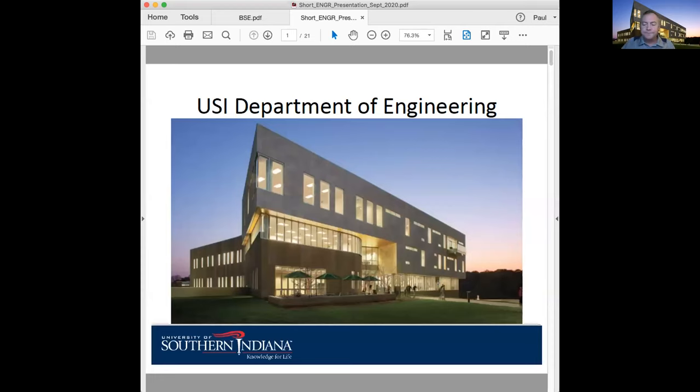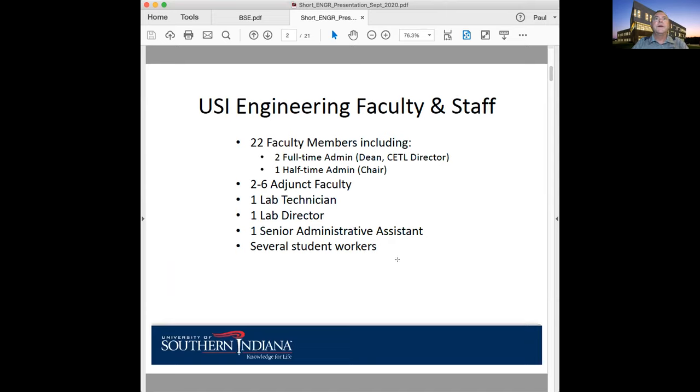So I'm going to go ahead and share my screen with you so that you can see some of these slides. The picture that you see there is our business and engineering center. A little more on that later, but our engineering faculty and staff, we've got about 22 faculty members. Two of those are full-time administrators. Our dean is in the engineering department, as is our director of our Center for Excellence in Teaching and Learning. I always have to think a few minutes what CETL means. And I'm half-time admin because I'm chair, so I do a lot of admin duties, but I also still teach classes.